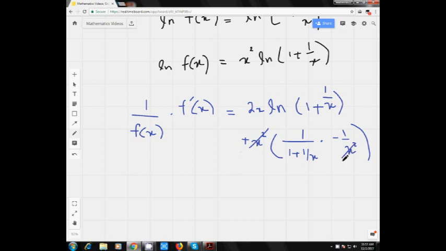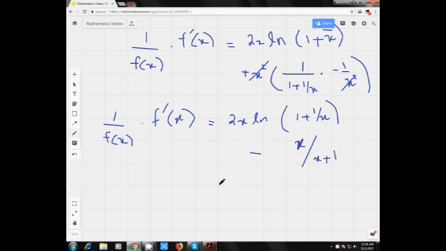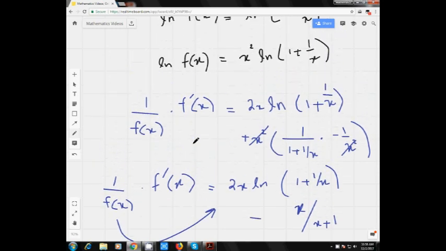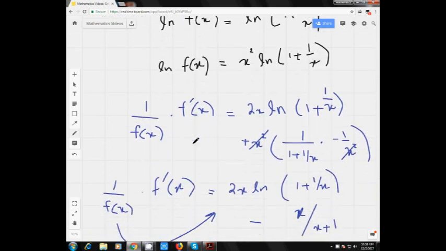This x square simply cancels with this one, and you have just 2x ln of 1 plus 1 divided by x minus 1 divided by, apply LCM method here, x plus 1 divided by x, and that divided by x could be taken at the top, and you have 1 divided by f of x times f prime of x equal to this quantity. In the final step, you just have to take f of x at the right hand side and replace f of x by its equivalent value, that is your question, 1 plus 1 by x whole raised to the power x square, and you would get the answer.